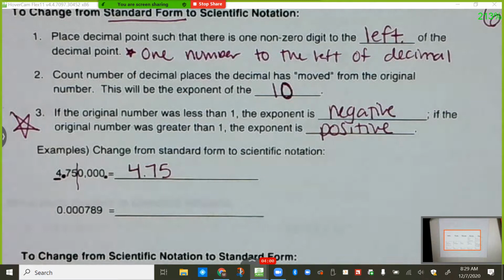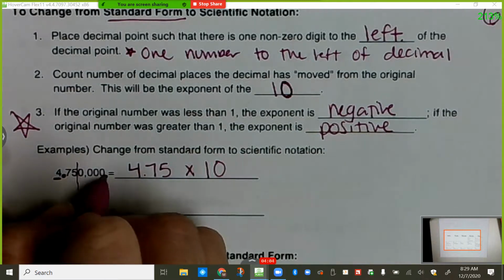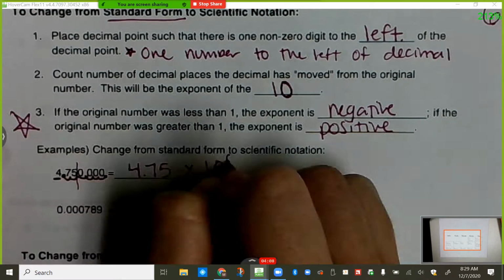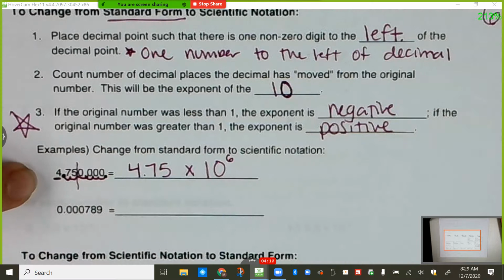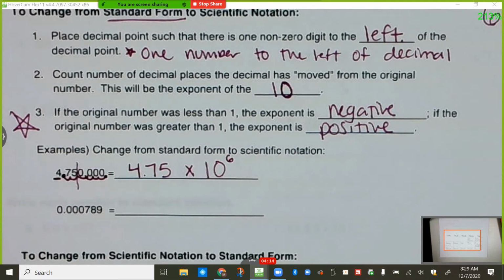Okay? Times 10. Well, how many times do I move it? 1, 2, 3, 4, 5, 6, to the 6th power. It's a number bigger than 1, so I keep a positive 6. Any questions with that?